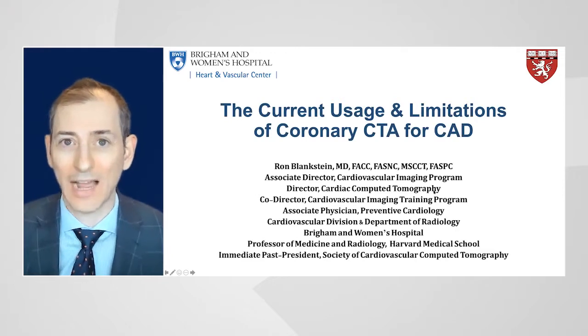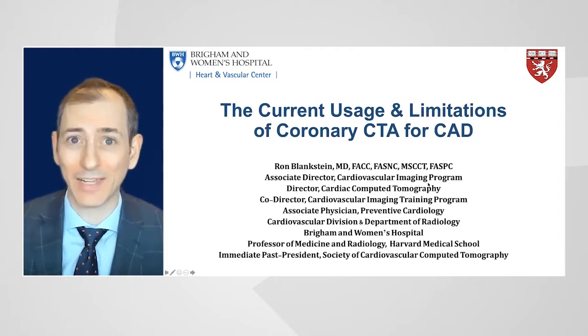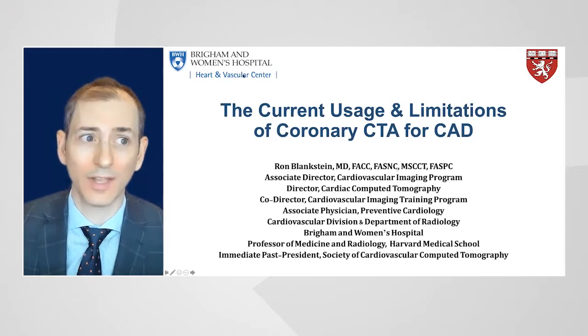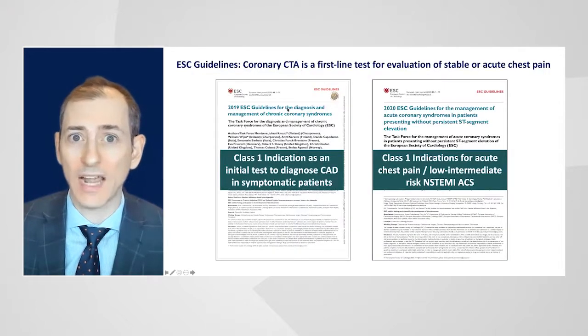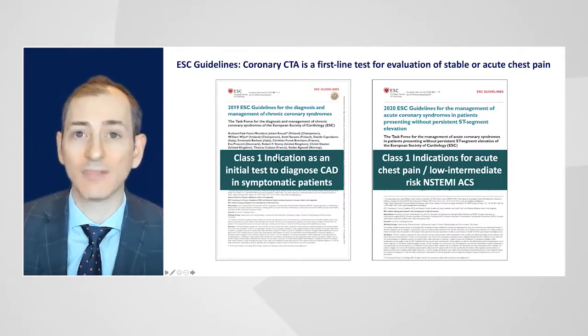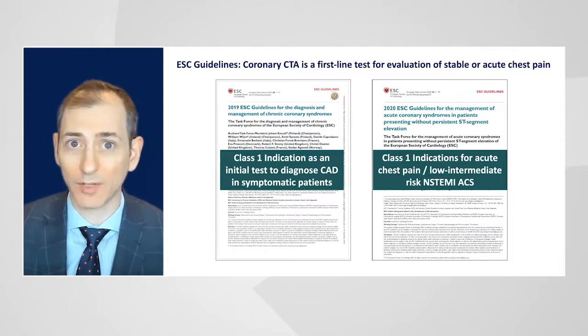So if I were to describe to you what are the current uses of CTA, I wish I could turn to our guidelines. We do have a chest pain guideline, but that's not out yet. That's coming later this year. So I will start by first referring to the European guidelines. In 2019, we saw the release of the chronic coronary syndrome guideline, which in the US we would just call stable chest pain, where CT now received a class 1 indication as the initial test to diagnose coronary disease. And importantly, this is in symptomatic patients. Everything I'm going to talk about is symptomatic patients.